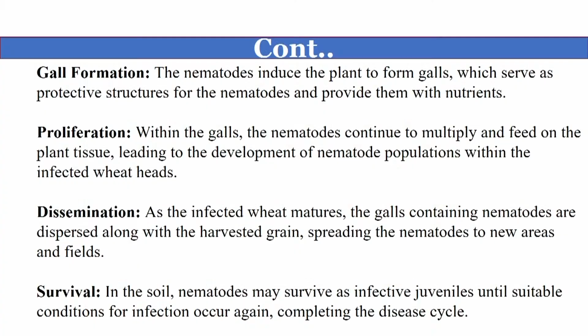And within the galls, the nematode continues to multiply and feeds on the plant tissue, leading to the development of the nematode population within the infected wheat heads. And after that, dissemination by means of infected wheat: when it matures, the galls containing the nematodes are dispersed along with the harvested grain, spreading the nematodes to new areas and new fields also.